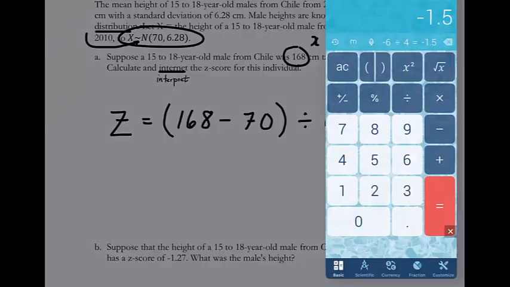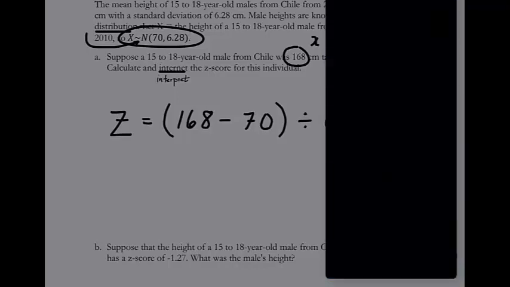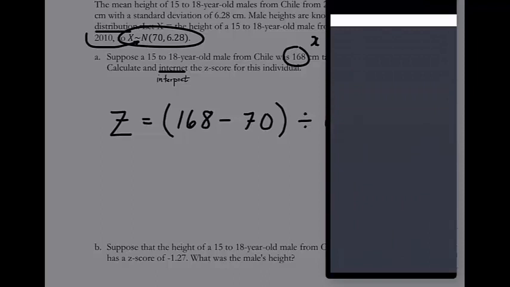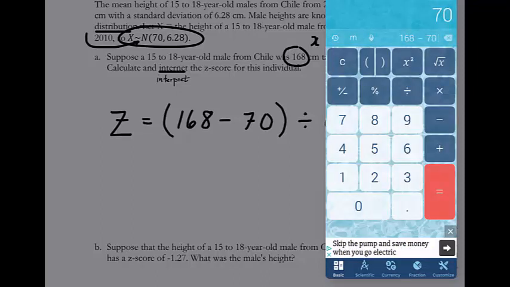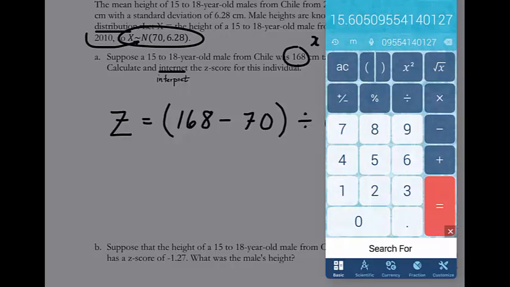So we've got the 168 centimeters to start off with, minus 70. Equals 98, and then divide that by the standard deviation, 6.28. And then we get 15.605095, which seems a little off. I think I have another mistake there. Yeah, I do.